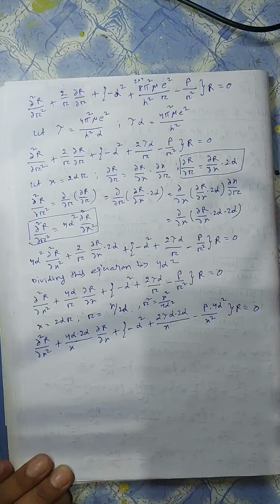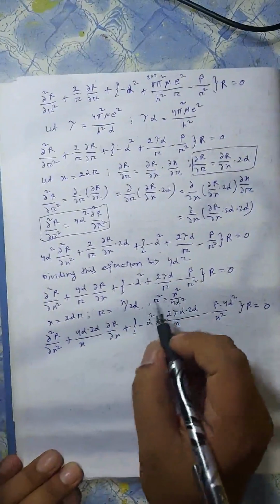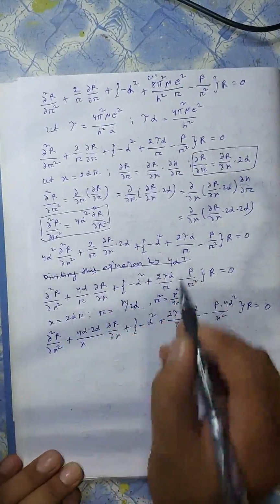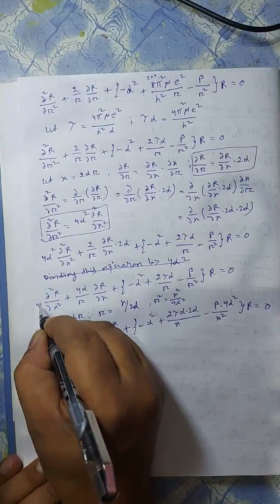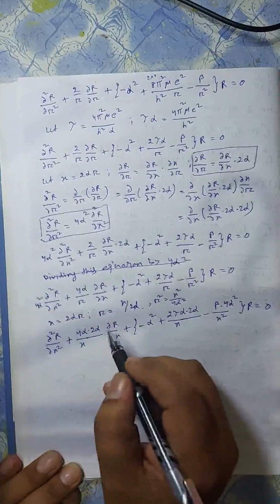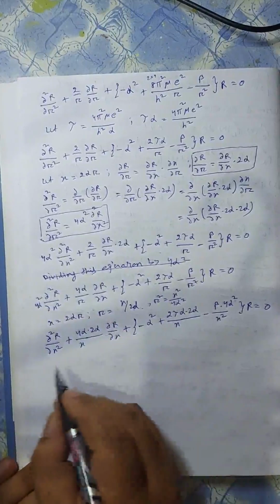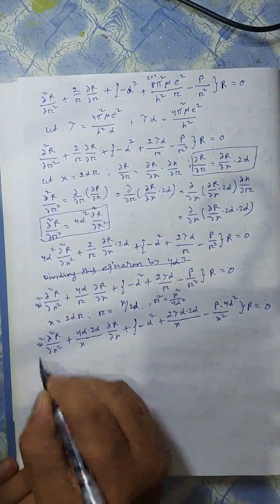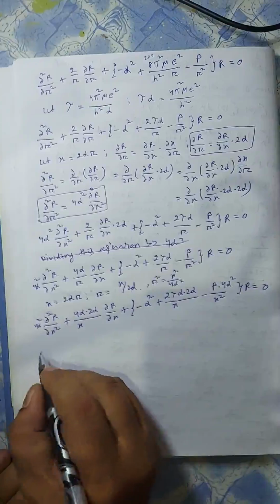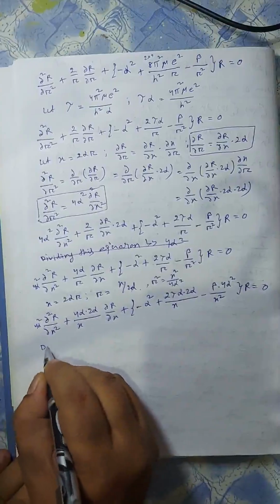Then I made a mistake here, we should not divide, we have to keep it as such. Then okay, 4 alpha square, here also 4 alpha square. Now we have to divide the equation by 4 alpha square.